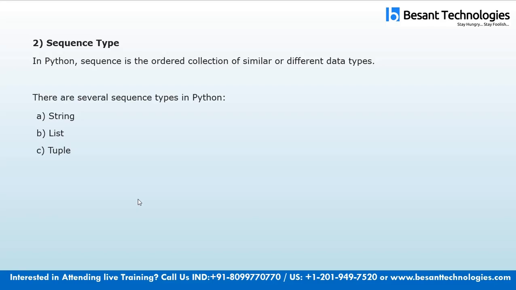Sequence is the ordered collection of similar or different data types. There are several sequence types in Python. So here we have string, list, and tuple. We have already discussed string, isn't it? What is string? Group of characters, sequence of characters, or set of characters, collection of characters, all are same.